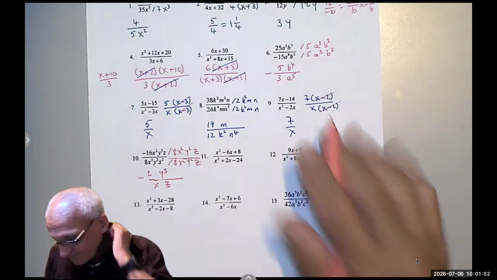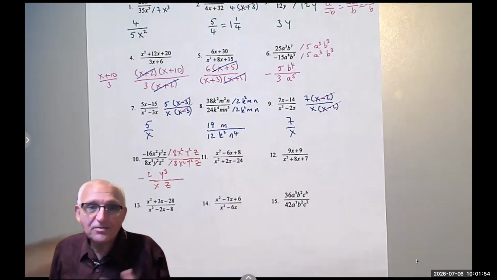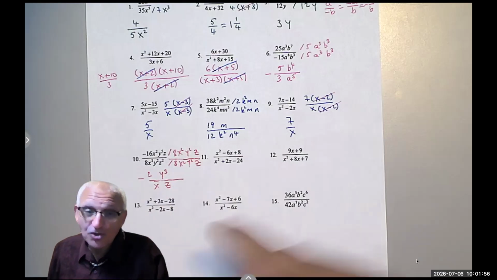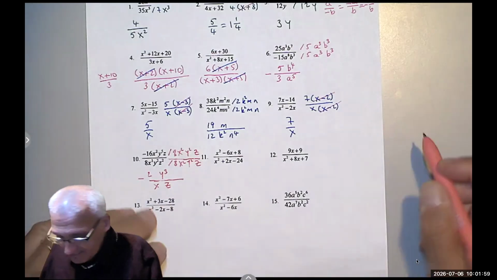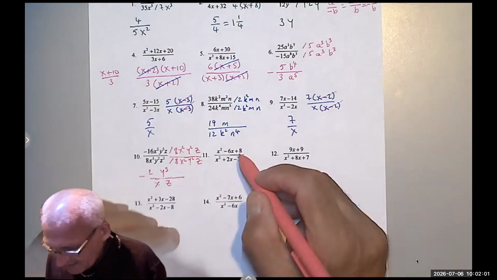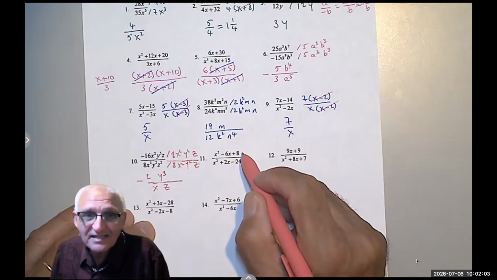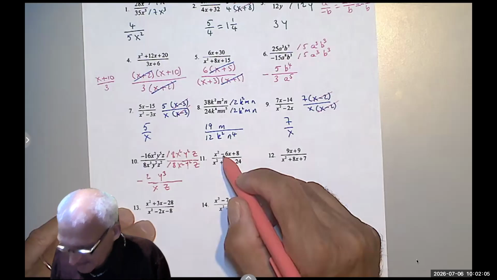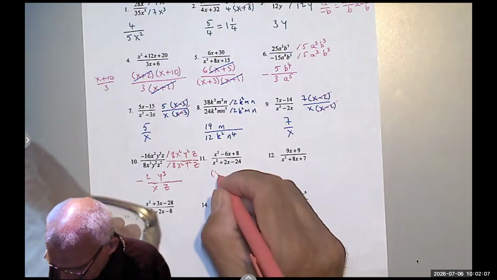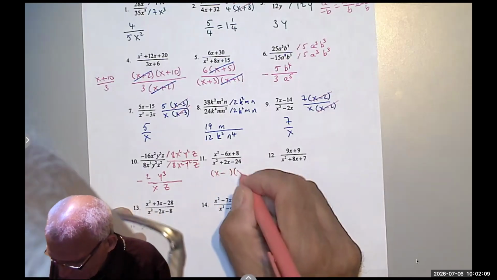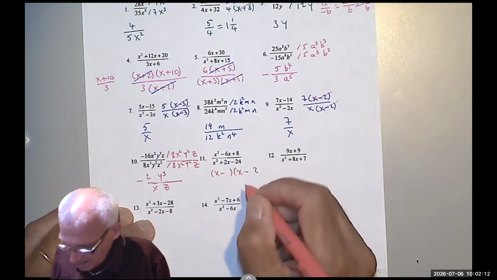Number 11. Both can be factored because both are trinomials. We don't know if they can be factored, but it makes sense to see if I have two numbers that multiply to 8 and add up to negative 6, meaning both of them should be negative. Yes, 2 and 4.